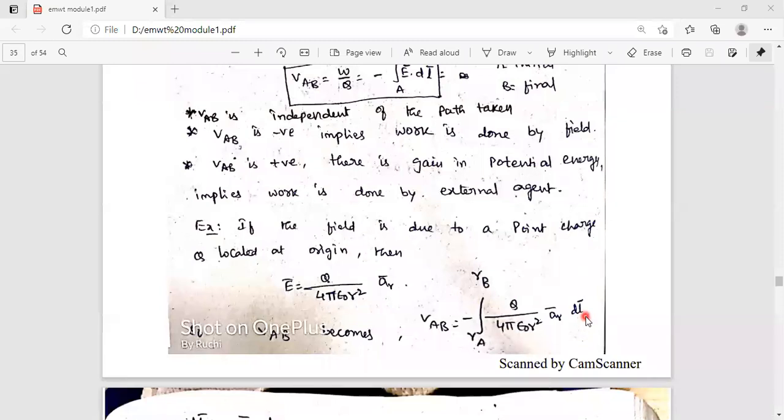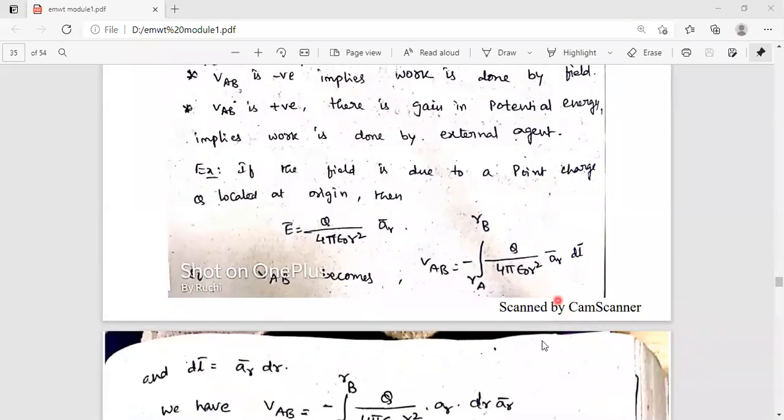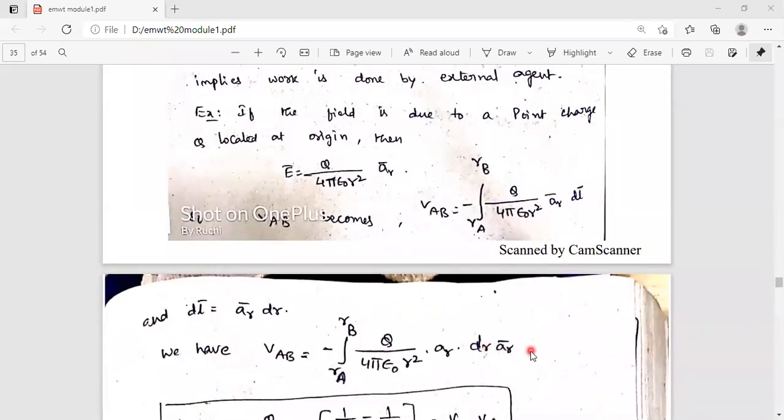So what does dl become then? dl will be equal to dr ar bar. dl will be equal to dr ar bar: differential distance or differential length, and ar bar represents the unit vector in that direction. So replace dl with dr ar bar.